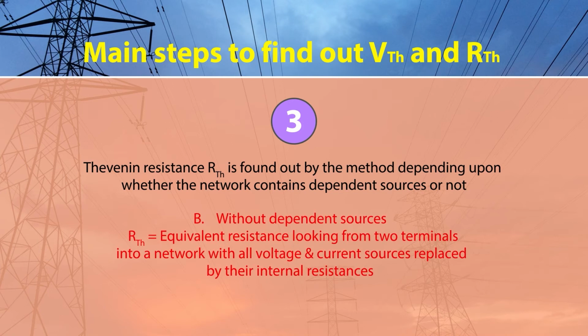So RTH can be calculated as the ratio of open circuit voltage divided by the short circuit current. Now if there are no dependent sources, then how to calculate the Thevenin resistance? Thevenin resistance is the equivalent resistance looking from the two terminals into the network with all independent energy sources replaced by their internal resistance. As I already told you, the internal resistance of an ideal voltage source is 0 and the internal resistance of an ideal current source is infinite.